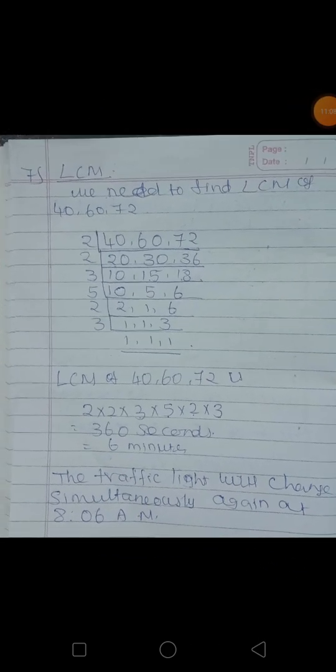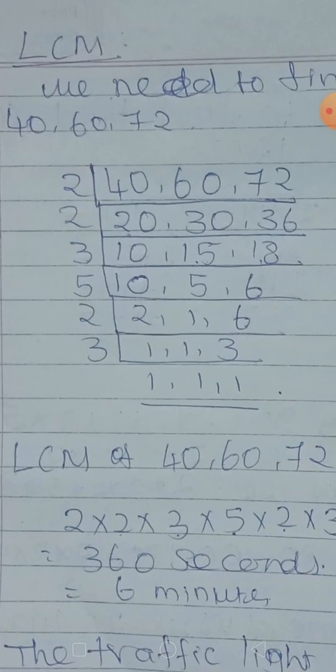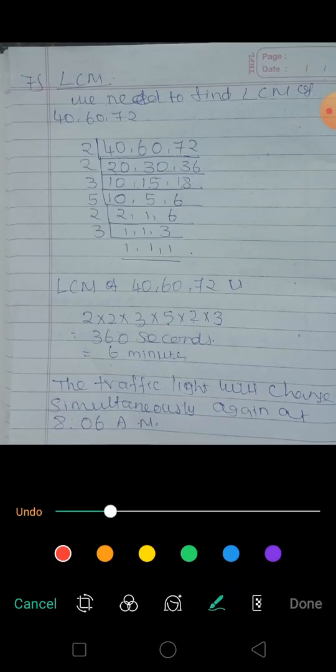Okay, so the given numbers are 40 seconds, 60 seconds, and 72 seconds. LCM means you can take them together: 40, 60, and 72. There is a very simple way. So what are the common tables?